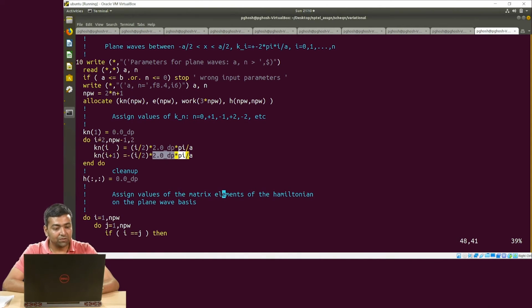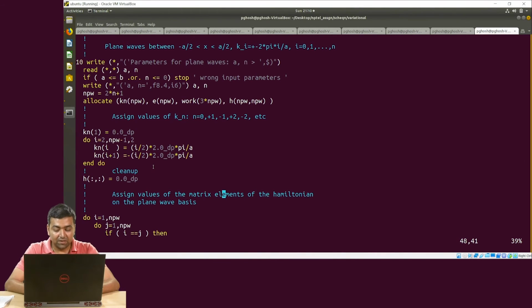When I go to the next value, remember since the increment is by 2, the next value of I will be 4, and in that way I can build all the other k vectors and build up this complete array.